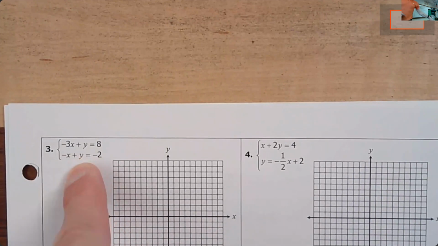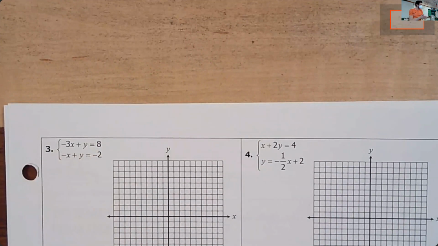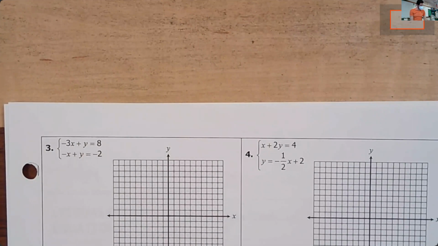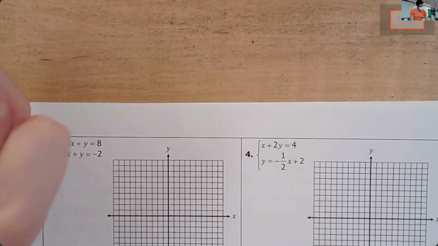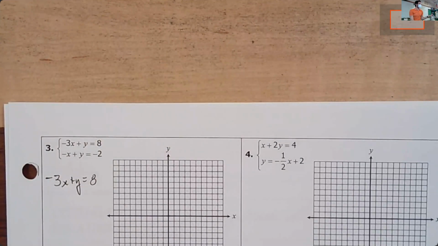Yeah, and starting on number 3, we can see that not everything is in slope-intercept form, exactly. So we need to figure out what these are going to be in slope-intercept form and then graph them. So for number 3, this first one here, we've got negative 3x plus y equals 8. We have to get y all by itself. So I'm going to rewrite this first equation right down here, negative 3x plus y equals 8. And the idea here is to get y by itself.